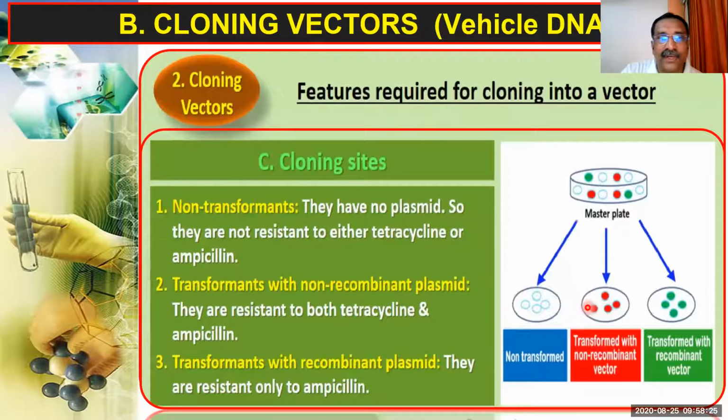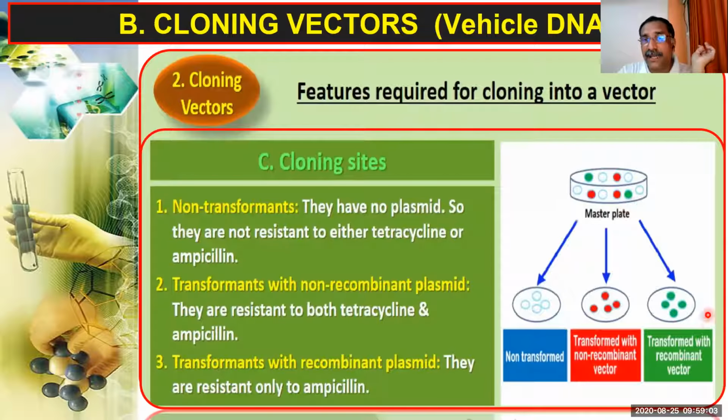The first type of cell is not accepting any plasmid. There are no plasmids in it. That is non-transformed. The second type of cell is transformed, but it did not accept the recombinant DNA. It accepted only the non-recombinant plasmid. That means it can resist both tetracycline and ampicillin.